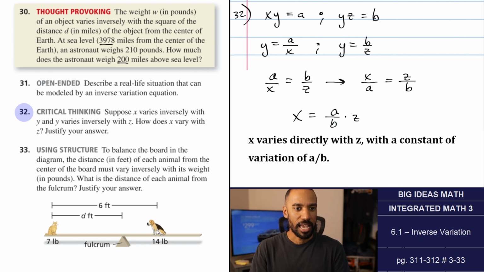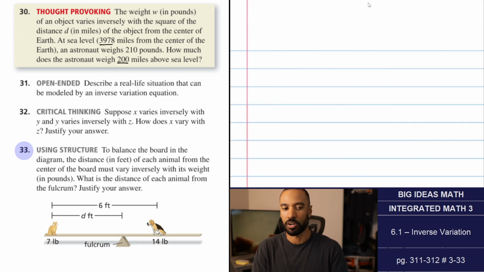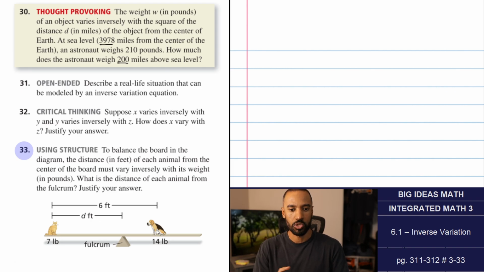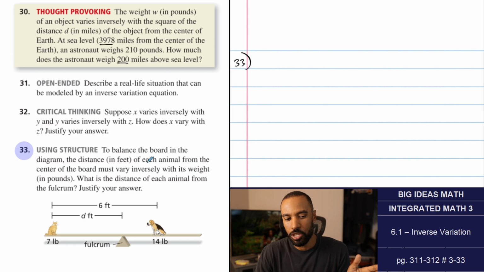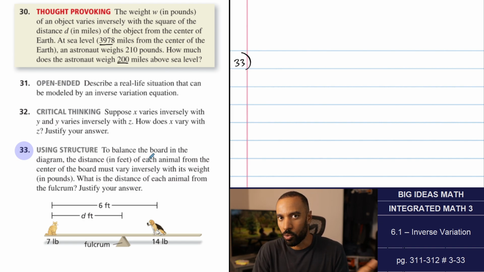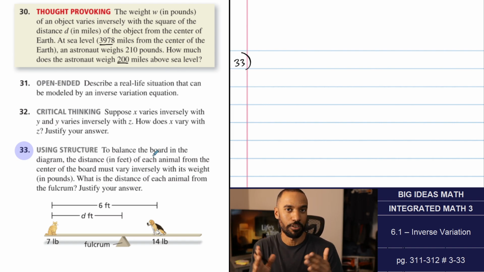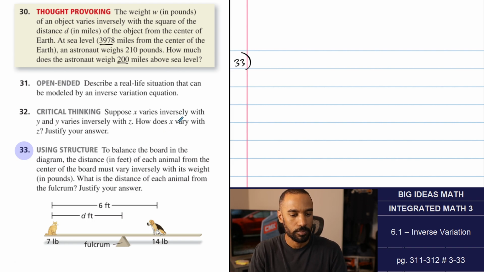All right. The last question, number 33. Using structure. We'll finish under the hour. To balance the board in the diagram, the distance in feet of each animal from the center of the board must vary inversely with its weight in pounds. Yeah, the farther away you are, the more you're going to lean on your side if your weight was the same. So you'd have to lighten your animal's weight if you're farther away from the center, from the fulcrum. That works.